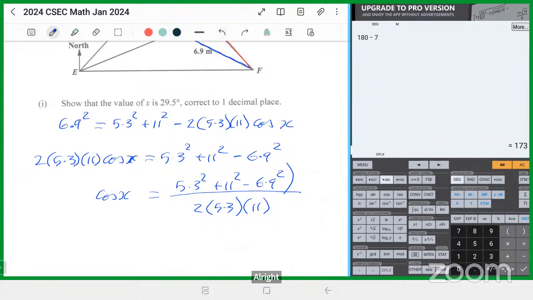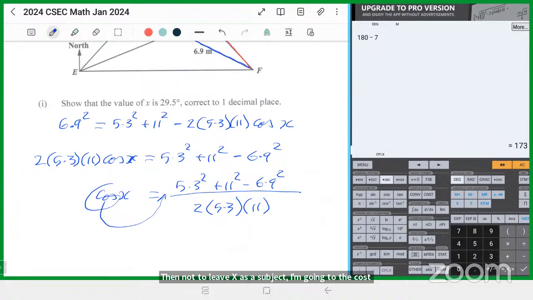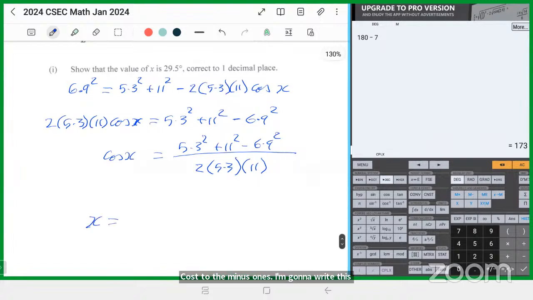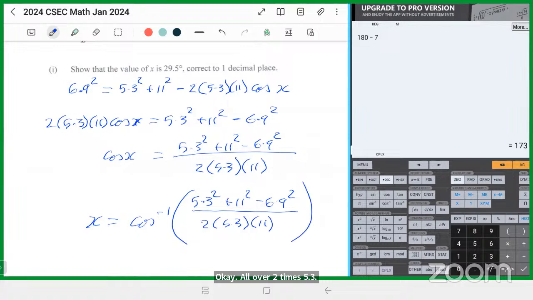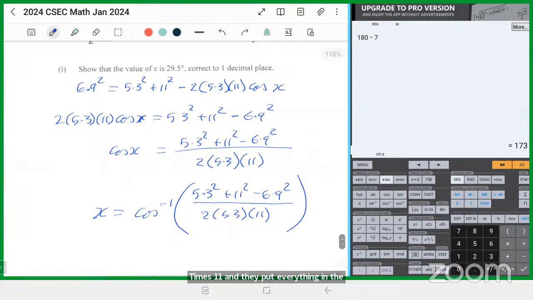Right? Then now, to leave x as a subject, I'm going to do cos to the minus 1 in front of this. Cos to the minus 1. I'm going to write the step again. So I'm going to get now x equals cos to the minus 1 of all of this expression. Let me write it out for you again. 5.3 squared plus 11 squared minus 6.9 squared, all over 2 times 5.3 times 11.